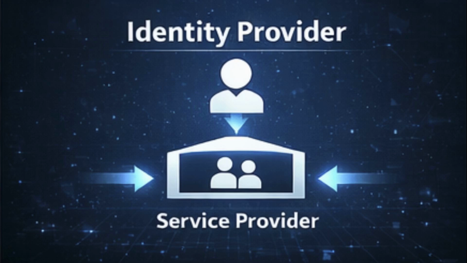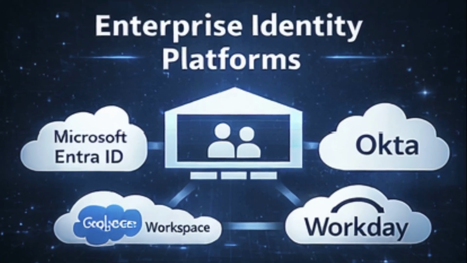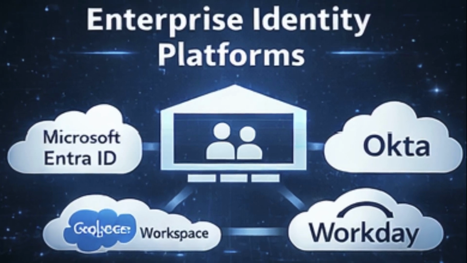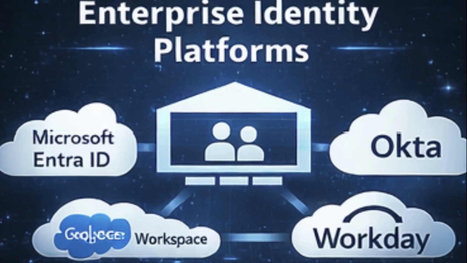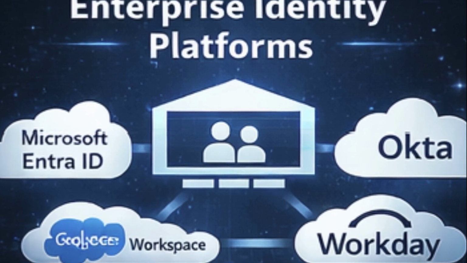In a SAML environment, there are two key components: the identity provider, which authenticates the user, and the service provider, which provides the application the user wants to access. In many organizations, the identity provider is a platform such as Microsoft Entra ID or Okta. These platforms manage user identities and authentication across many applications.